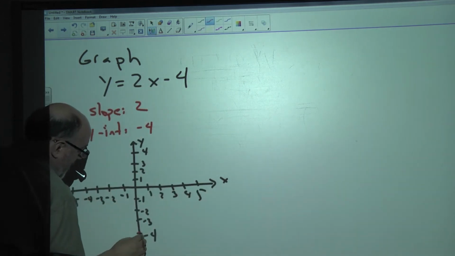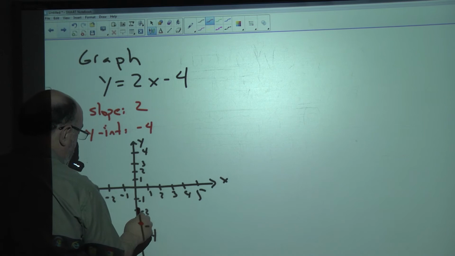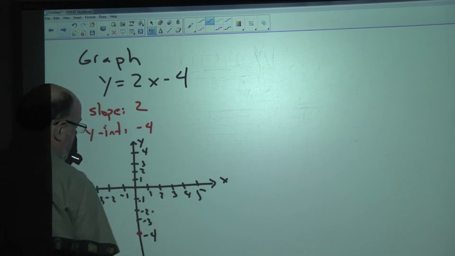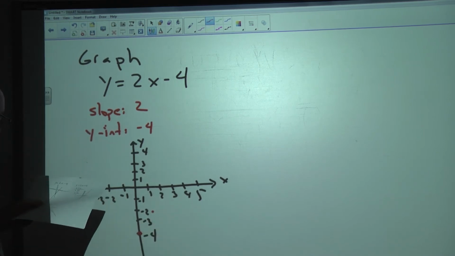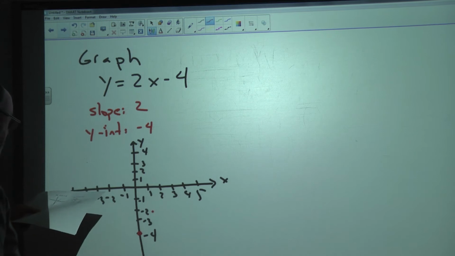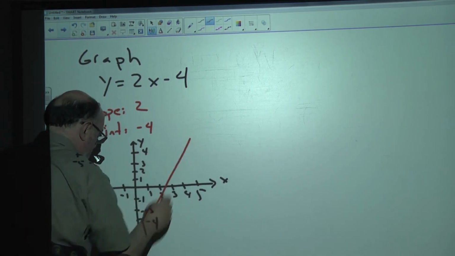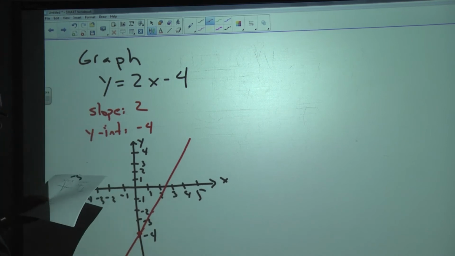So let's put it out there, right? Now the slope is 2. And so again, slope is rise over run. So the slope of 2 is the same thing as saying 2 over 1, right? So what we're going to do is we're going to go up 2, over 1, and there is my second dot. And then it only takes 2 dots to make a line. And so we get in terms of our line.